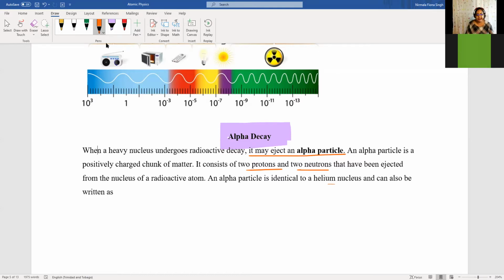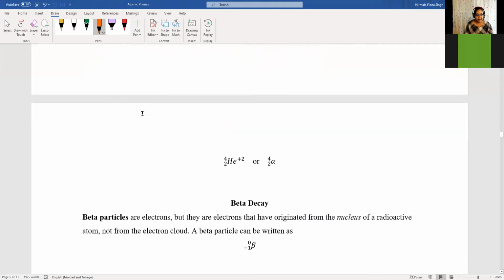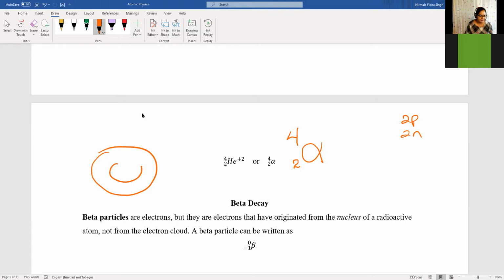An alpha particle is identical to a helium nucleus and can also be written as, so we're going to look at the 2 ways we can write an alpha particle. Ideally, this is the best way to write it: an alpha particle has 4 particles in it, being 2 protons and 2 neutrons. So it has an alpha 4-2, because that is what is actually happening.